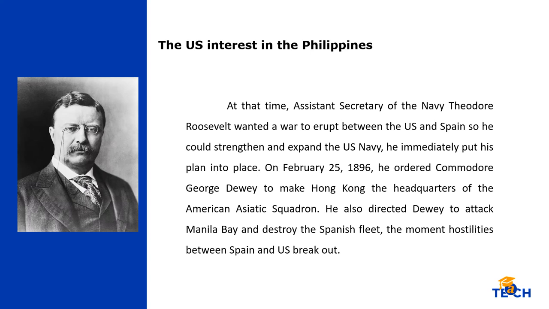The U.S. interest in the Philippines. At that time, Assistant Secretary of the Navy Theodore Roosevelt wanted a war to erupt between the U.S. and Spain so he could strengthen and expand the U.S. Navy. He immediately put his plan into place. On February 25, 1896, he ordered Commodore George Dewey to make Hong Kong the headquarters of the American Asiatic Squadron. He also directed Dewey to attack Manila Bay and destroy the Spanish fleet the moment hostilities between Spain and U.S. break out.